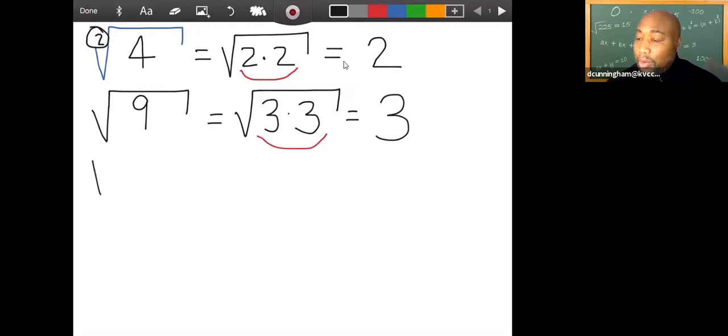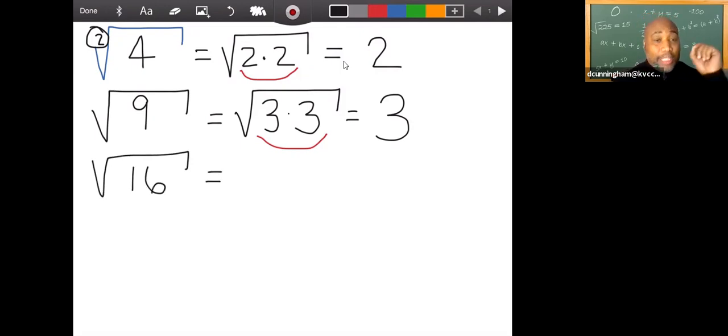So what's the square root? Let's keep going to 16. Anybody tell me what you think that would be? What 2 numbers that are the same will give us 16? Must be the same. In this case, it would be 4. 4 times 4 equals 16.